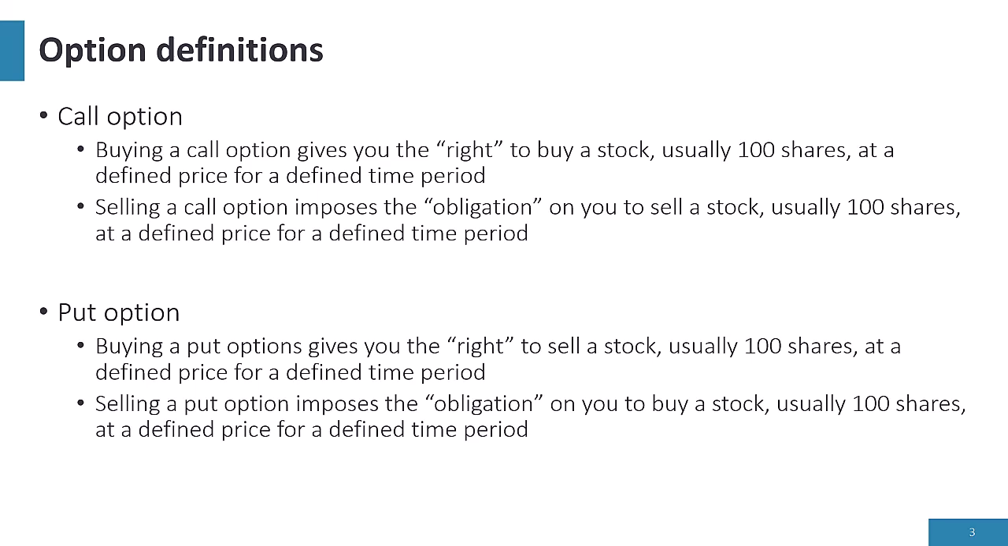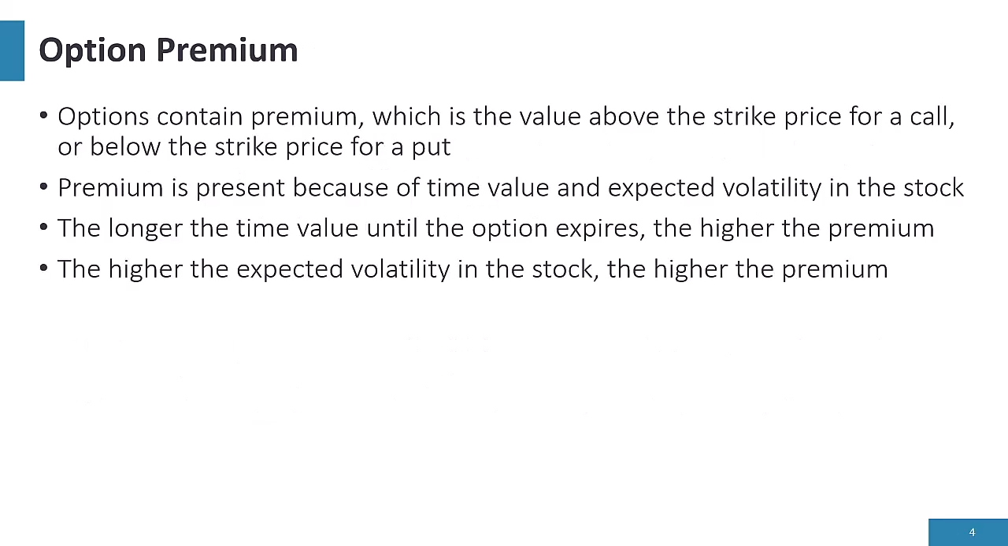The only other thing that I want you to understand before we go into the workshop is what premium is. And I kind of refer to that. Premium is the value of the call or the put above the strike price for a call option, below the strike price for a put option. Premium is present in the price of a put for two reasons. For our purposes, two reasons are time value and the volatility of the stock.